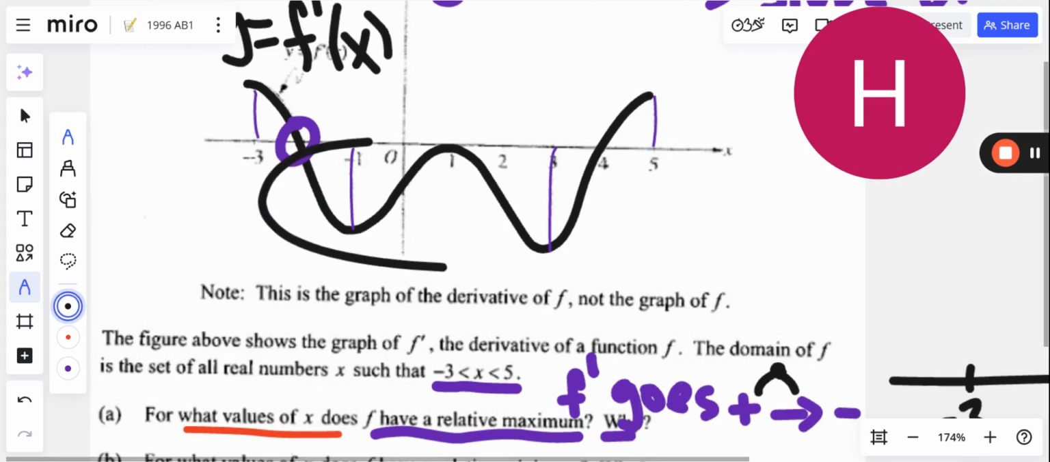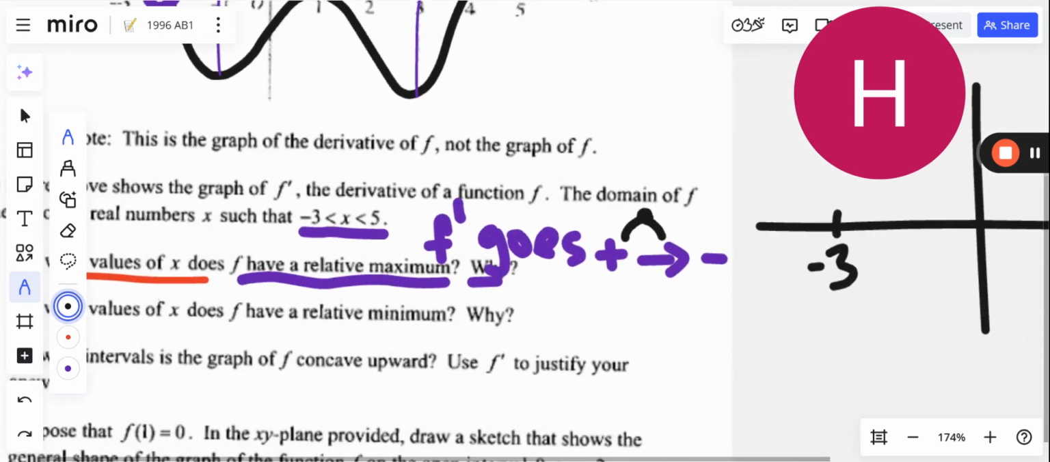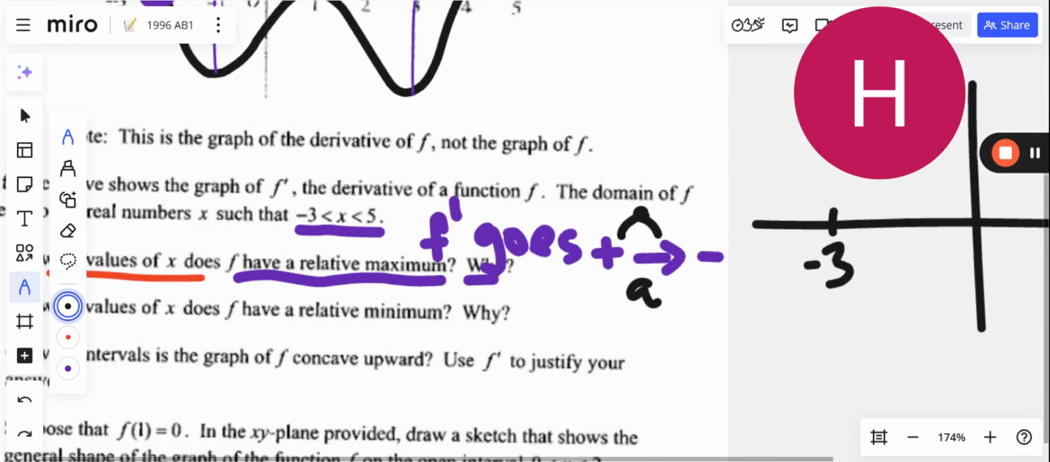Everywhere else it stays underneath. Here it kind of hits the 0, kind of bumps to 0, but it doesn't go positive. So it never goes positive to negative again. It kind of stays negative down here. All right, so that's the only spot. It's going to be at x equals -2. At x equals -2.